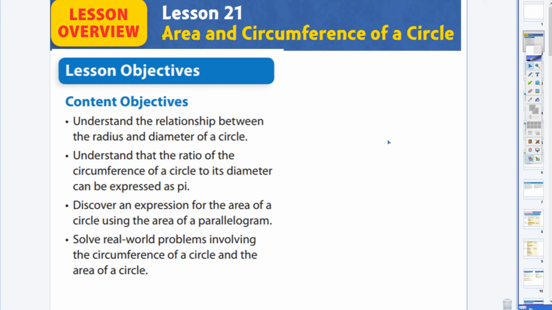Discover an expression for the area of a circle using the area of a parallelogram. Solve real-world problems involving the circumference of a circle and the area of a circle.